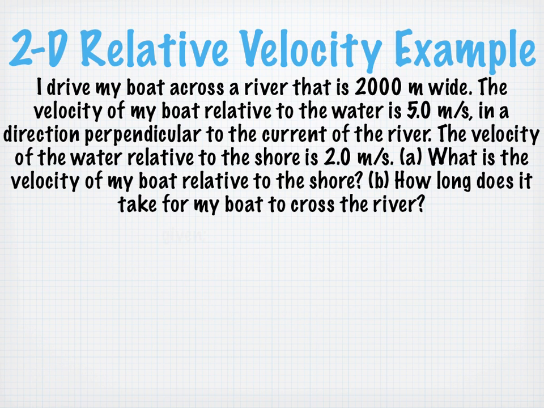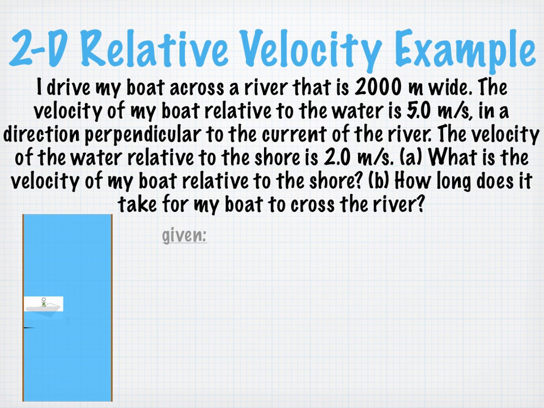Okay, so what are we given? I'm driving my boat across a river that's 2,000 meters wide, so that will be my displacement. Let's set up and to the right to be the positive directions, so that my displacement is x equals a positive 2,000 meters. The velocity of my boat relative to the water is 5 meters per second, and it's in a direction perpendicular to the current of the river.